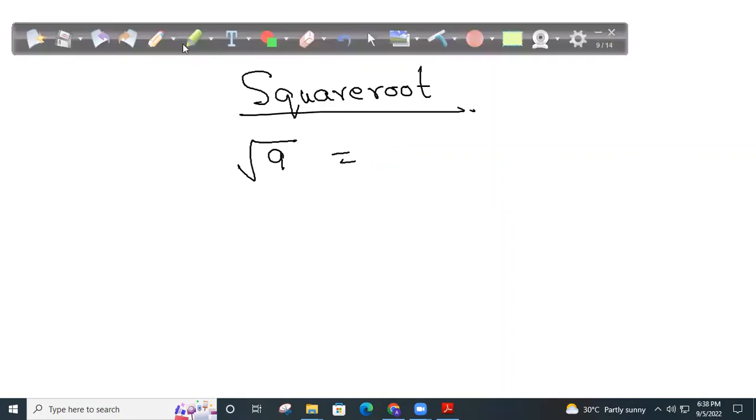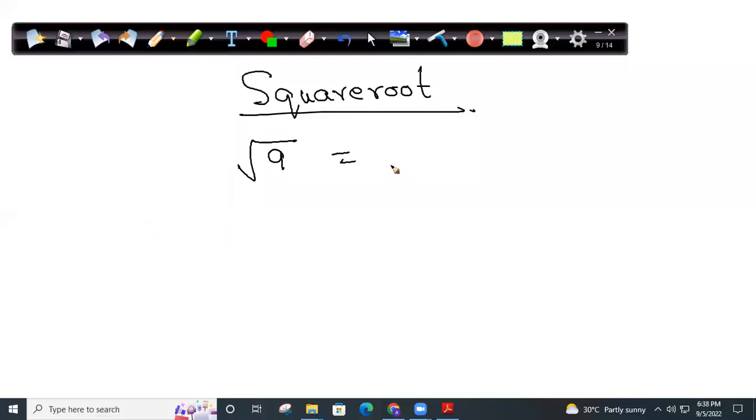But most of them, even the students who are preparing for IIT, with high level maths, physics and chemistry, say plus or minus 3. Most of them say it, and it is completely wrong. Why completely wrong? What is square root? Square root is a function.